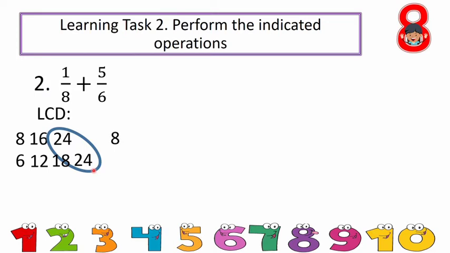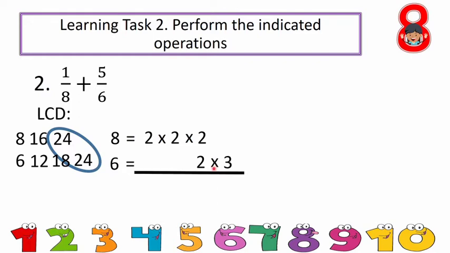Or we may use the prime factorization. So 8 is equal to 2 times 2 times 2. Then we have 6, which is equal to 2 times 3. So now, for the LCM, we just bring down 2 times 2 times 2 times 3.